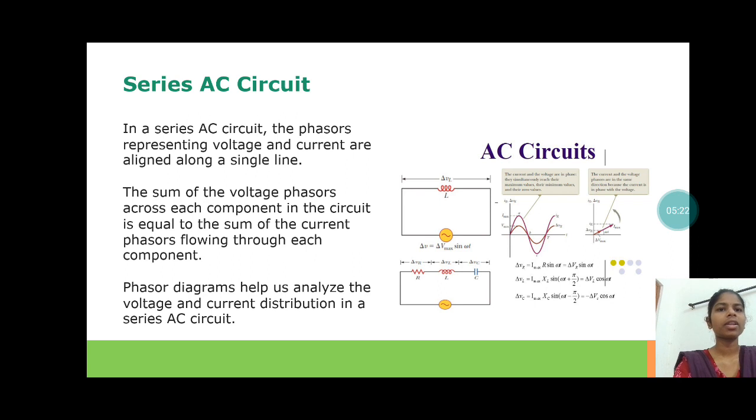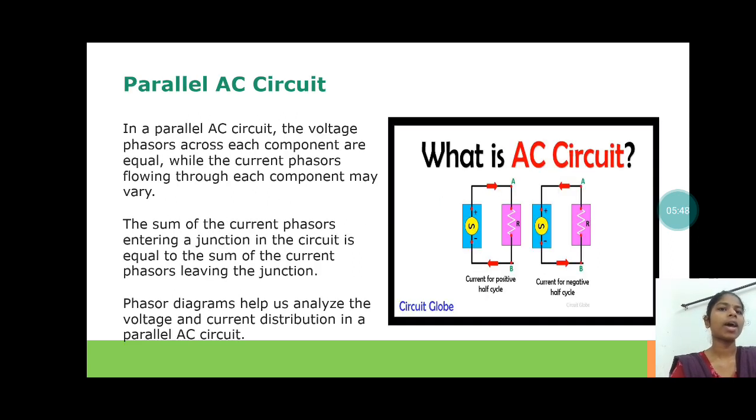Series AC circuits. In a series AC circuit, the phasors representing voltage and current are aligned along a single line. The sum of the voltage phasors across each component in the circuit is equal to the total voltage, and the same current flows through each component. Phasor diagrams help us analyze the voltage and current distribution in a series AC circuit. This is an AC circuit, these are graphs, these are equations for series AC circuits.